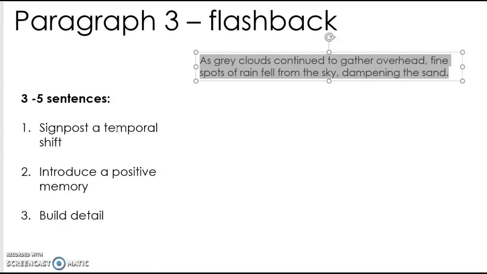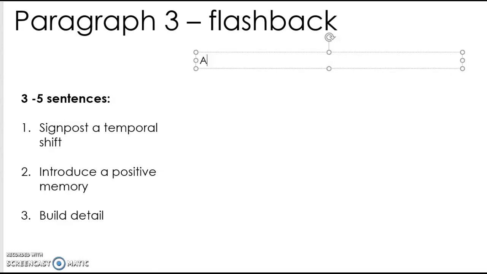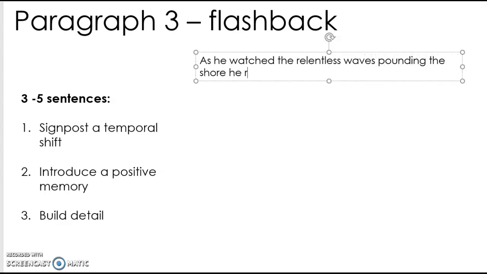So obviously I ended my paragraph with him looking out to sea, so I'm going to start my next paragraph with him having the memory. I'm going to start with "as" again. So, as he watched the relentless waves pounding the shore, he remembered. And obviously, as soon as I use that verb "remembered", it does two things. Number one, it takes me back in time and signals to the reader we're going back in time, but it also takes me inside the character's head. It's a verb that shows it's about what's going on in the head rather than in the physical world.